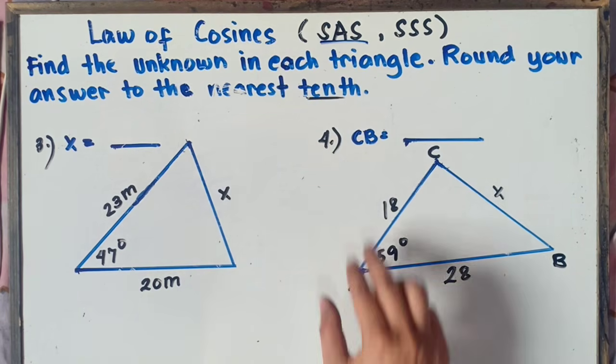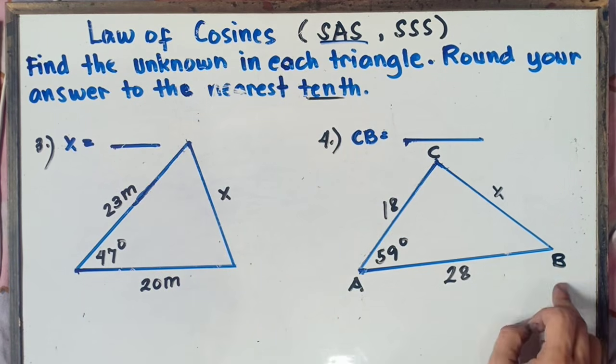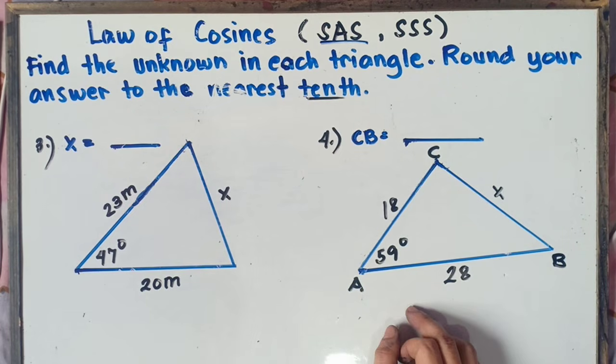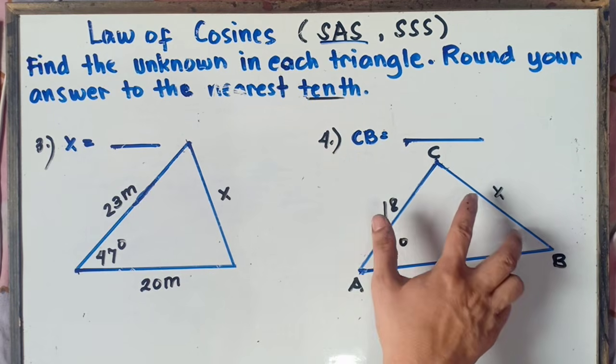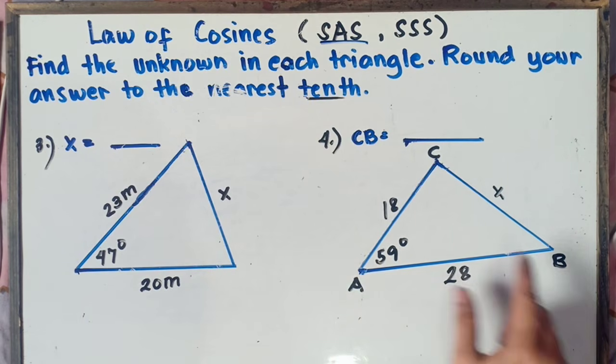And then for number 4, we have given angles A, and then we have the letters B and C. And then this side, 28, and then 18. And then angle A, that would be 59 degrees. And you're told to find CB. You're told to find X. So it's easy, class, for number 4. Opposite of angle A, there would be side A. Opposite of angle B, there would be side B.